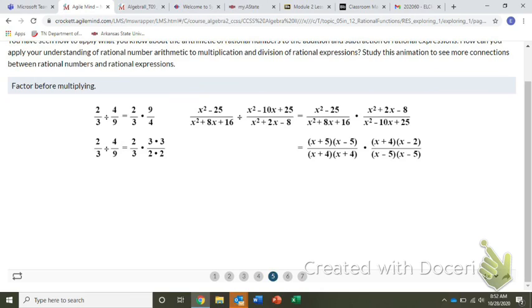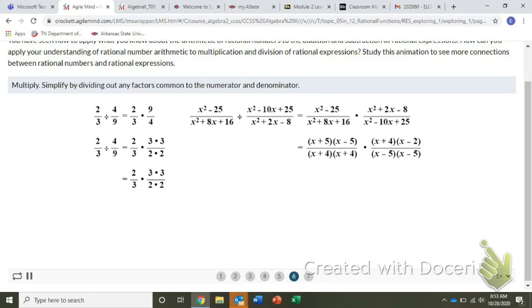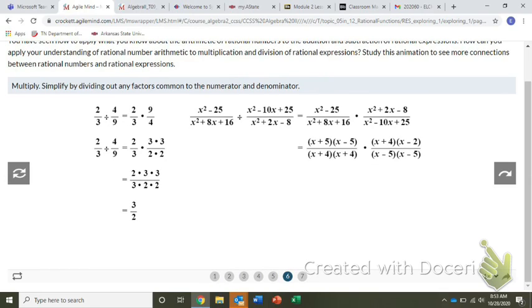Now, what they're going to do next is let's see, number 6. Look, they're going to squish, I bet. Yep, squish. And then they're going to cross. And they're going to cross. And they're going to be left with 3 over 2.